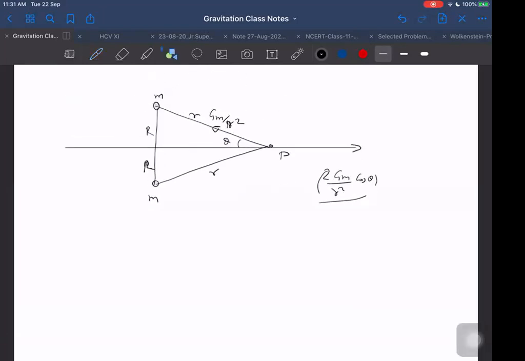Now I want you to plot the graph of field along the x-axis. As we are going along the x-axis, theta decreases. So cos theta increases as theta decreases. First it is cos 90, then theta is decreasing, so cos theta increases. So what happens then?